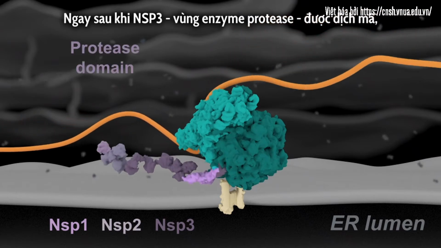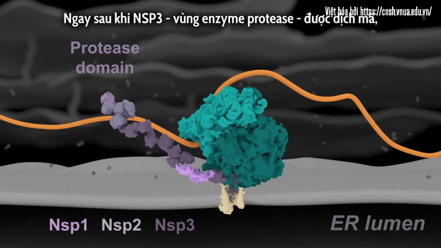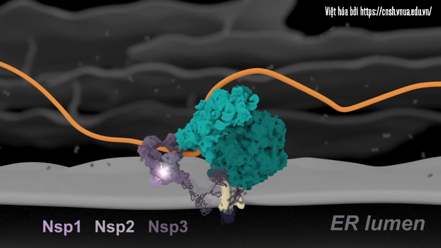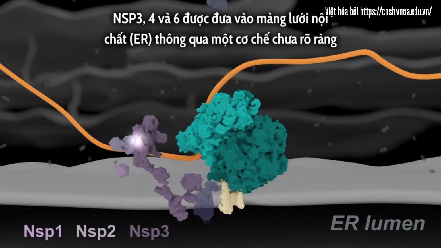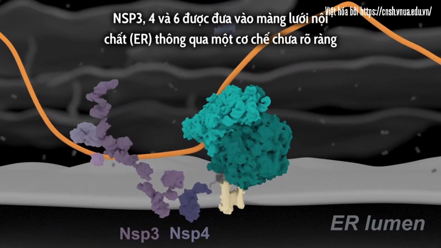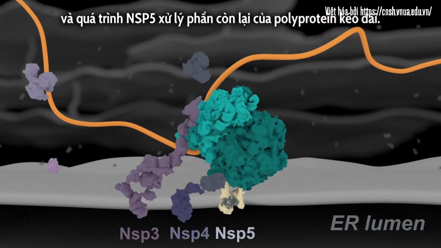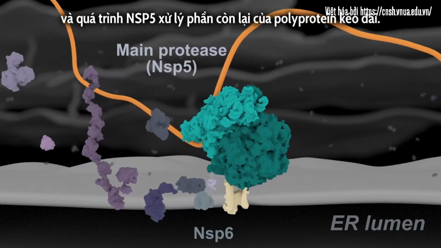Soon after NSP3's protease domain is translated, it is thought to start cleaving NSPs 1, 2, and 3. NSPs 3, 4, and 6 are inserted into the ER membrane through an unknown mechanism, and NSP5 processes the remaining portion of the elongating polyprotein.